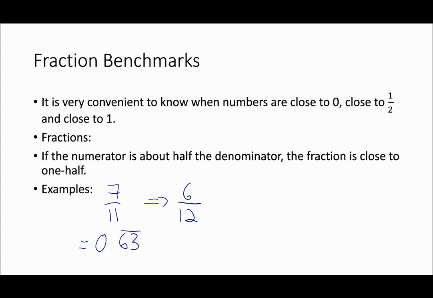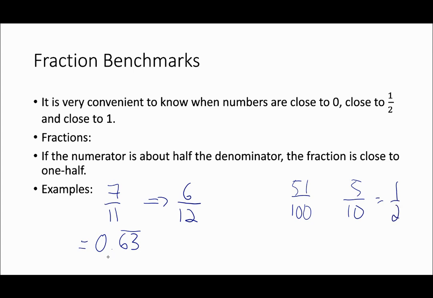Just going from last class. So if you were to divide the numerator and the denominator and you get a number close to 0.5, you can make that benchmark guess, okay, that's pretty close to 1/2. I saw this as 7 being close to 6 and 11 being close to 12, and I went, that's pretty close to 1/2. Another example might be 51/100. Well, that kind of resembles 5/10, which is 1/2.